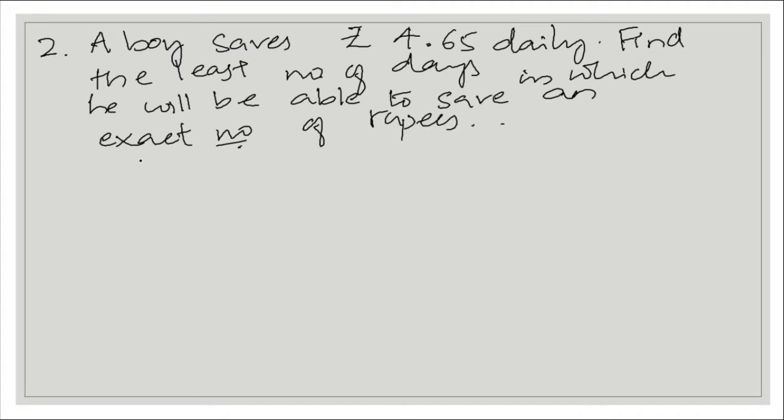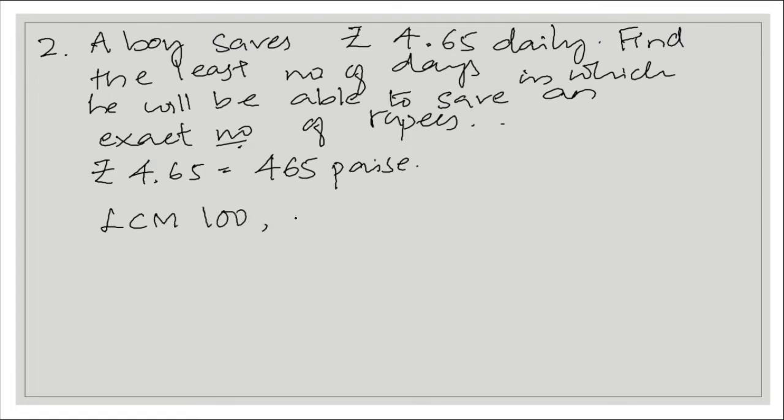Look at this, rupees 4.65 is nothing but 465 paise. The number of paise which is an exact number of rupees will be a multiple of 100. So by considering 100 along with the given 465 paise, if I find the least common multiple, I'll be getting the LCM of 100 and 465.